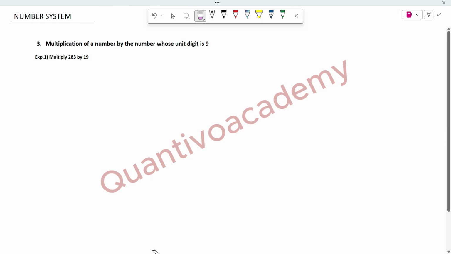Let's start with another multiplication technique, that is multiplication of a number by a number whose unit digit is 9. I will explain this with an example question, that is we have to multiply 283 by 19. How can I write 19 as 10 plus 9, right?